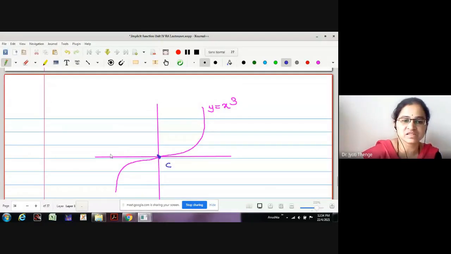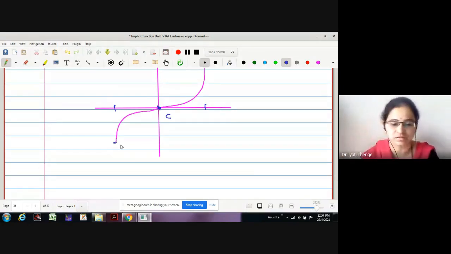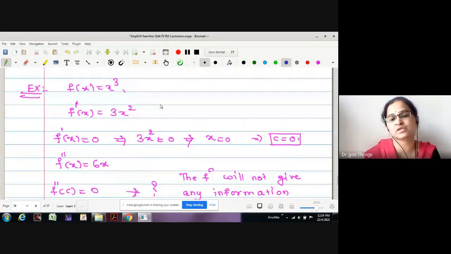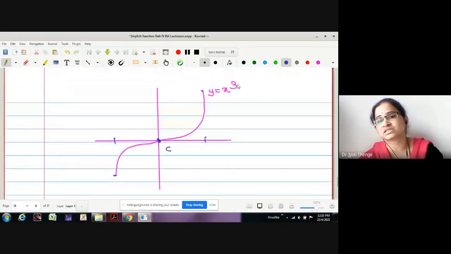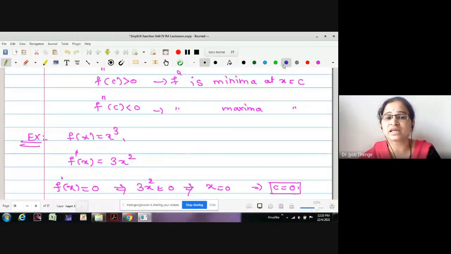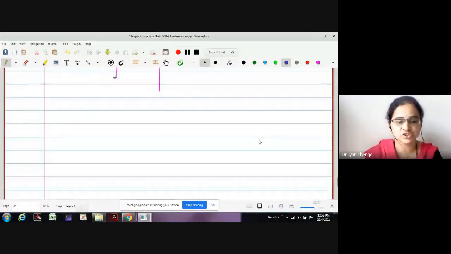If I restrict the domain to be somewhere like this, then this will be the maxima and this point will be the minima. Therefore, this is not giving us any information. We cannot say maxima or minima exist. Maxima and minima do exist, remember. But this methodology does not give us any information about the maxima and minima. Therefore, whatever steps we have written are actually the necessary condition for the extrema of the function, not the sufficient condition.